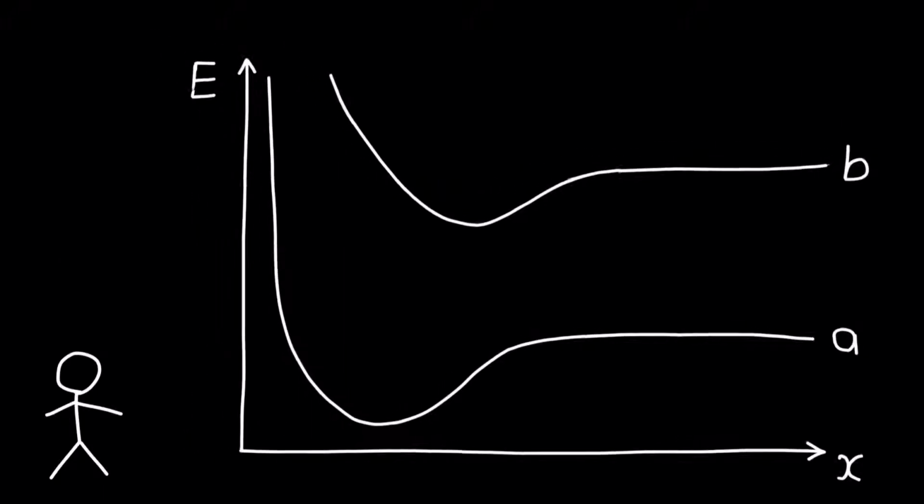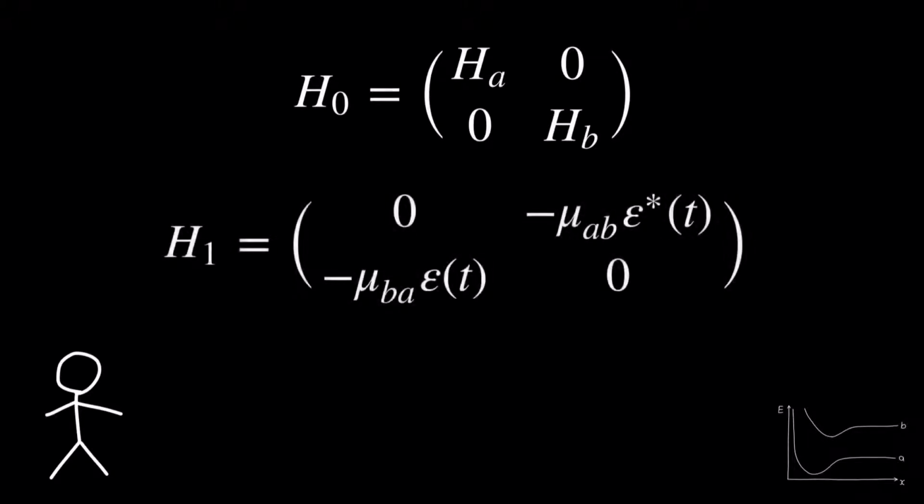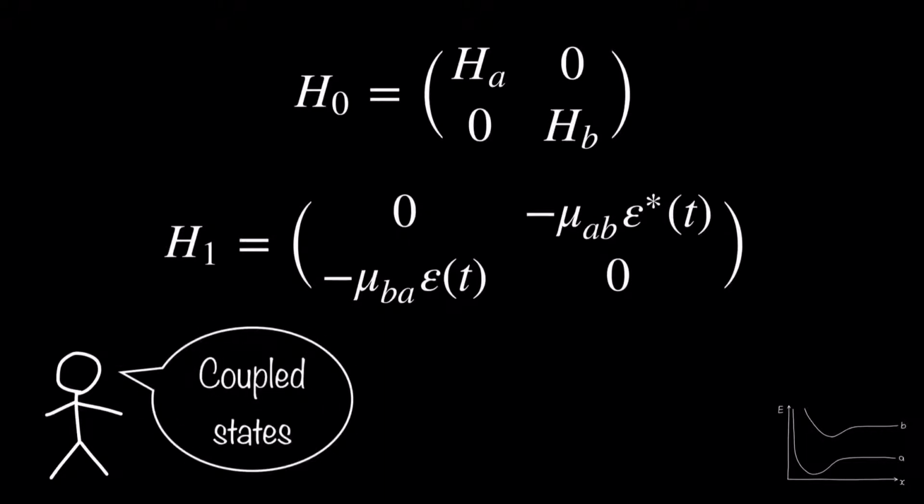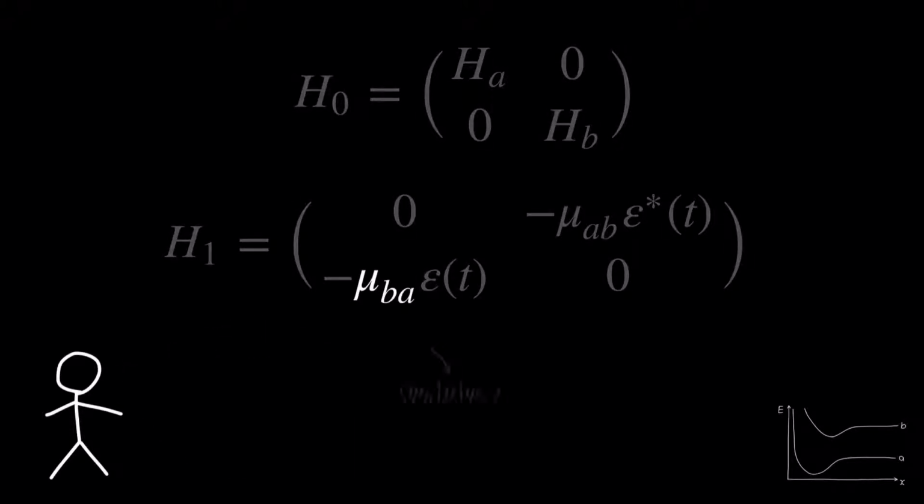In the basis of these two states, the molecular Hamiltonian may be written diagonally, and the perturbation is constructed from off-diagonal elements. Of course, the matrix to describe the perturbation is non-diagonal in this basis, because we are interested in how the perturbation is going to cause coupling between the two Born-Oppenheimer states. We are using the dipole approximation to model this interaction.